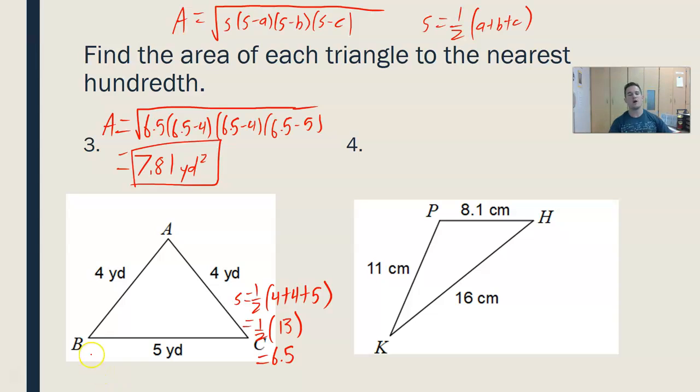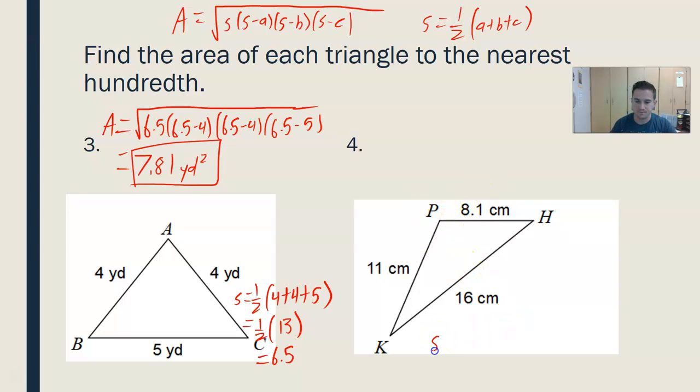7.81 square yards. It would take 7.8 squares with a side of 1 yard to fill in this triangle. It's not a perfect representation of what that would look like, but whatever. Okay, so that's Heron's formula for finding the area. You can find the area of any triangle given all 3 sides using this formula.